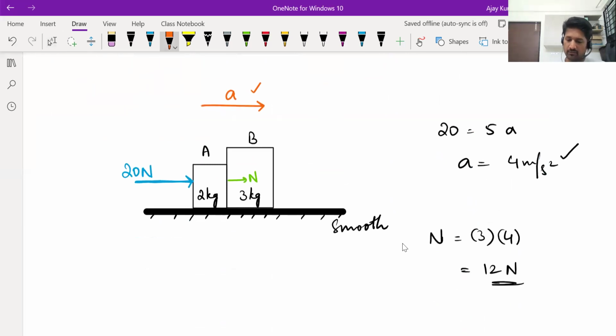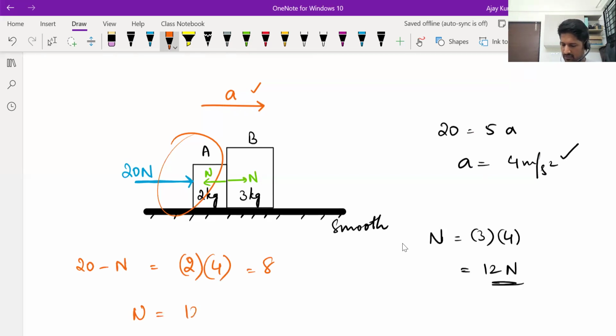You could have written equation for A also. On A, there will be a normal force acting this way, 20 Newton acting to the right. So you would have written 20 minus N is equal to its mass multiplied with its acceleration, that is 8, which again gives you normal force as 12 newtons.